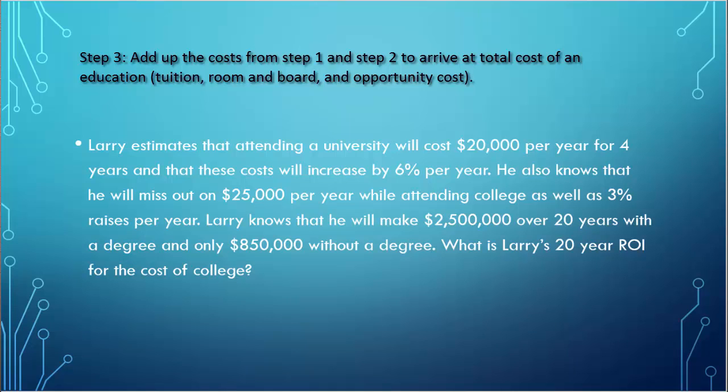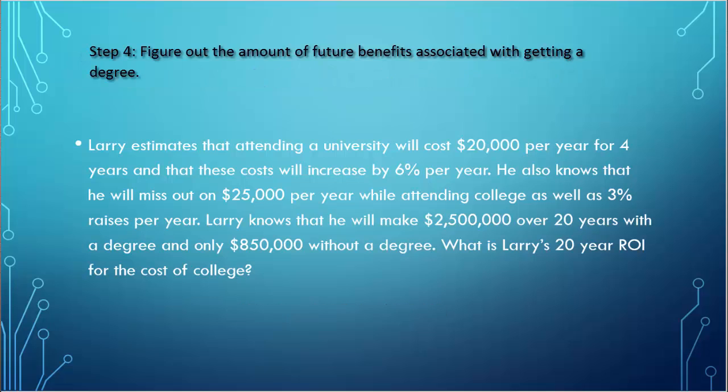Step 3. Add up the costs from Step 1 and Step 2 to arrive at the total cost of an education: tuition, room and board, and opportunity costs. Did you get $192,083? Step 4. Figure out the amount of future benefits associated with getting a degree. You know that Larry will earn $2.5 million with a degree and $850,000 without one. That means he will earn $1.65 million over a lifetime with a degree. This is essentially the profit from going to college.